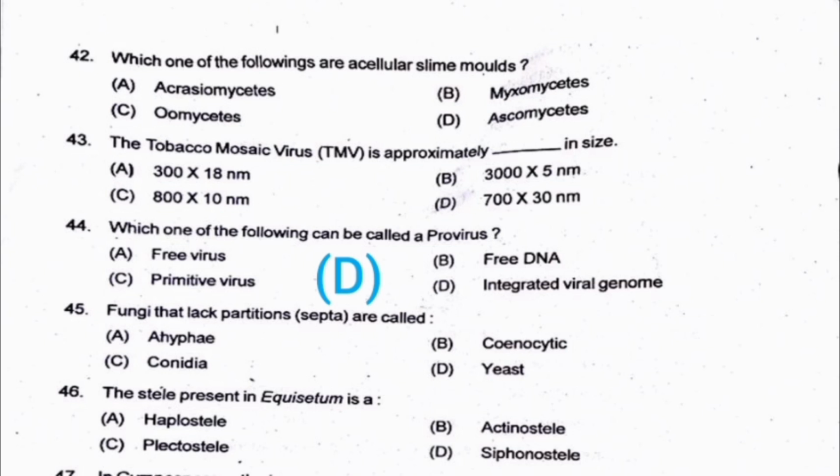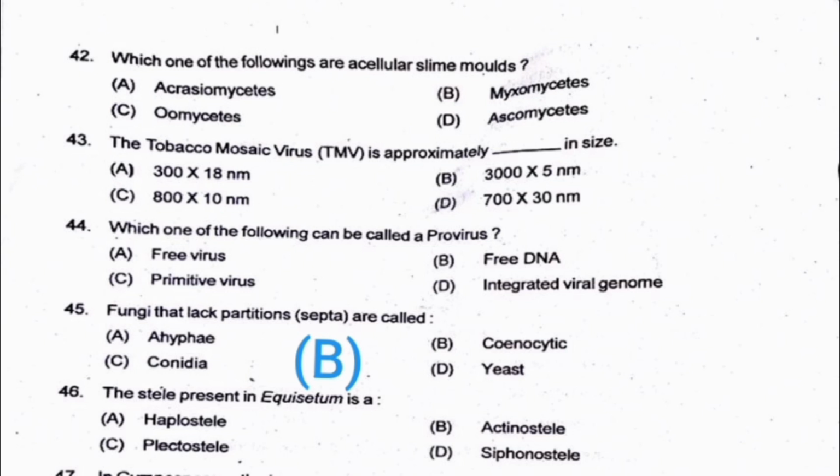Okay. Next, question number 45. Fungi that lack partition or septa are called option A, hyphae, option B, coenocytic, option C, conidia, option D, yeast. So the correct answer is the fungi that lack septa are called coenocytic, option B.